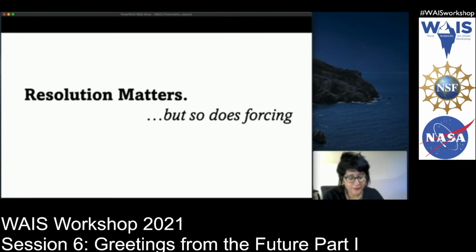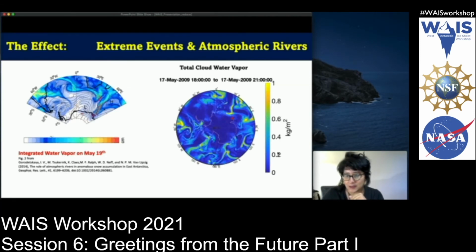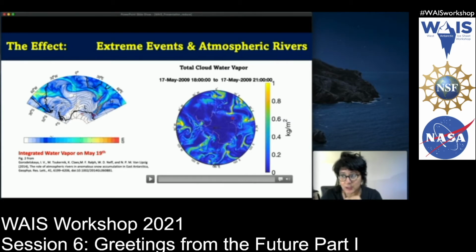And so for some future work that we're going to be doing for the 2015 to 2020 runs that remain, we are trying to set up a framework for sensitivity experiments where we can explore some of these connections between forcing and precipitation, and that includes both large-scale precipitation and extreme precipitation events. One of the things that we're really interested in here is extreme events, and especially atmospheric rivers.